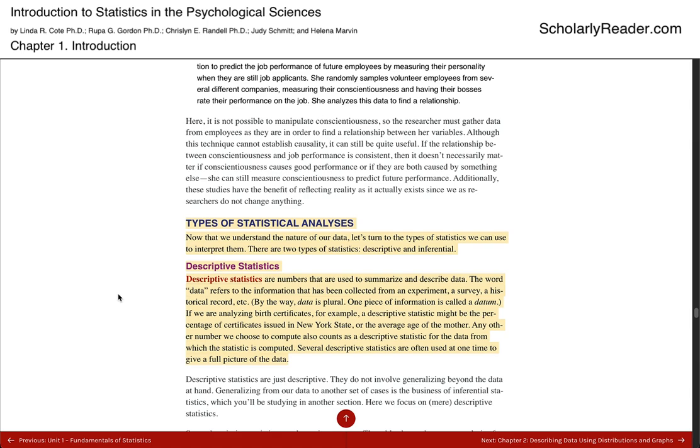Types of statistical analyses. Now that we understand the nature of our data, let's turn to the types of statistics we can use to interpret them. There are two types of statistics, descriptive and inferential.